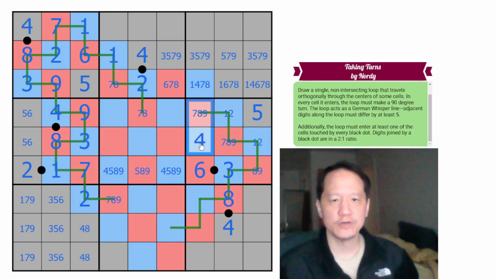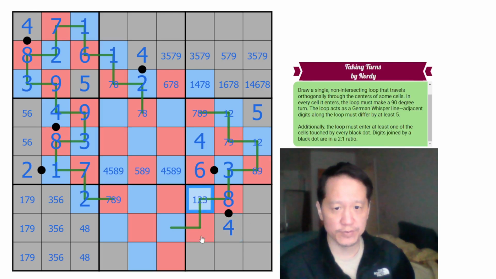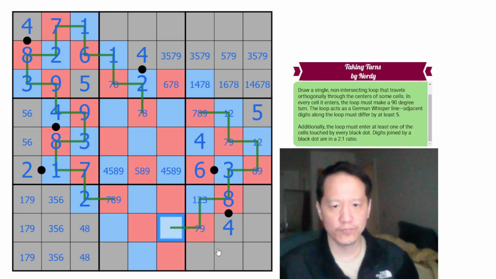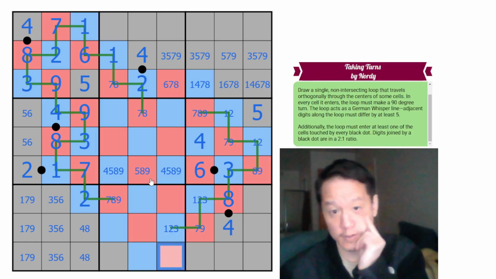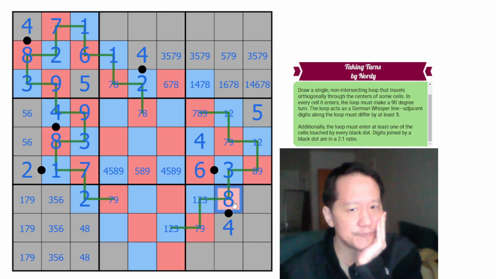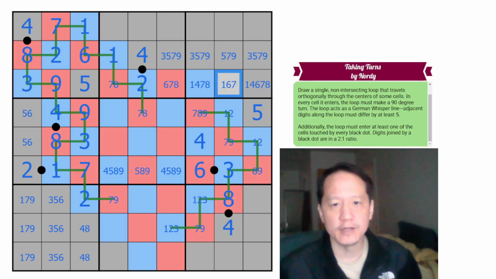But we don't know if this is next to, it could still be on the German whisper line here. That's still possible. But this can't be 8 here. This has to be 1 through 3. This has to be 7 or 9. This is 1 through 3 also because it can't be 4. This can't be 8 anymore because of this 8. This can no longer be 8 either.